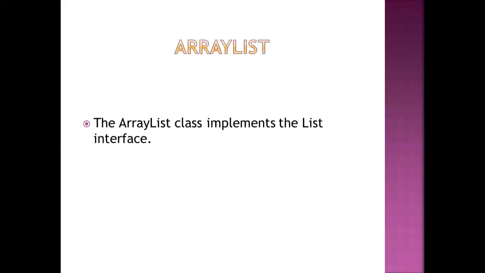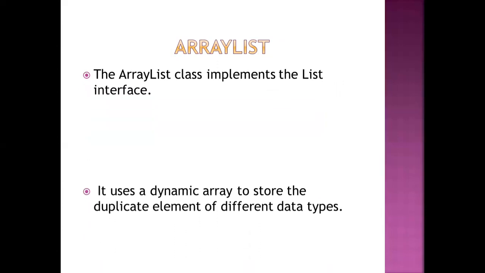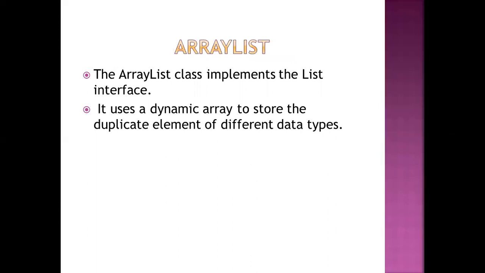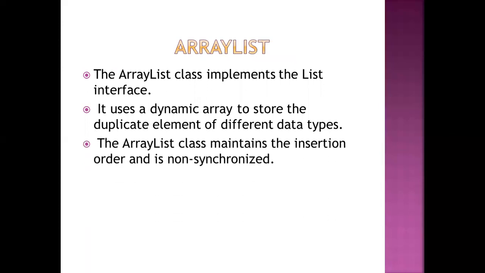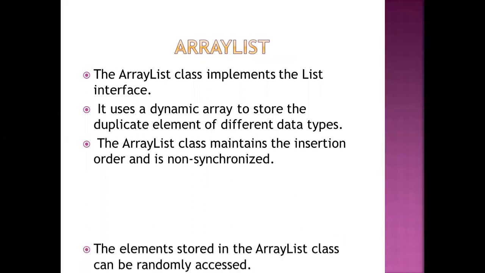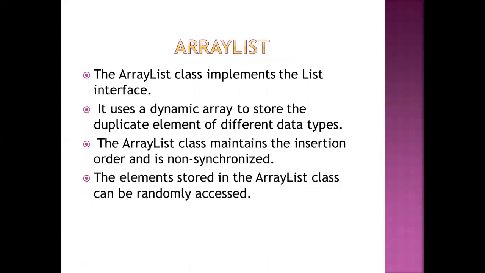First, let's take ArrayList. The ArrayList class implements the list interface. What is this ArrayList? It uses a dynamic array to store duplicate elements of different data types. Duplication is allowed. The ArrayList class maintains insertion order and is non-synchronized. So the order of insertion is maintained in ArrayList and it is non-synchronized. The elements stored in the ArrayList can be randomly accessed. If I want to access the 9th element in the ArrayList, I can access it. So random access is possible in ArrayList. Let's look at an example.